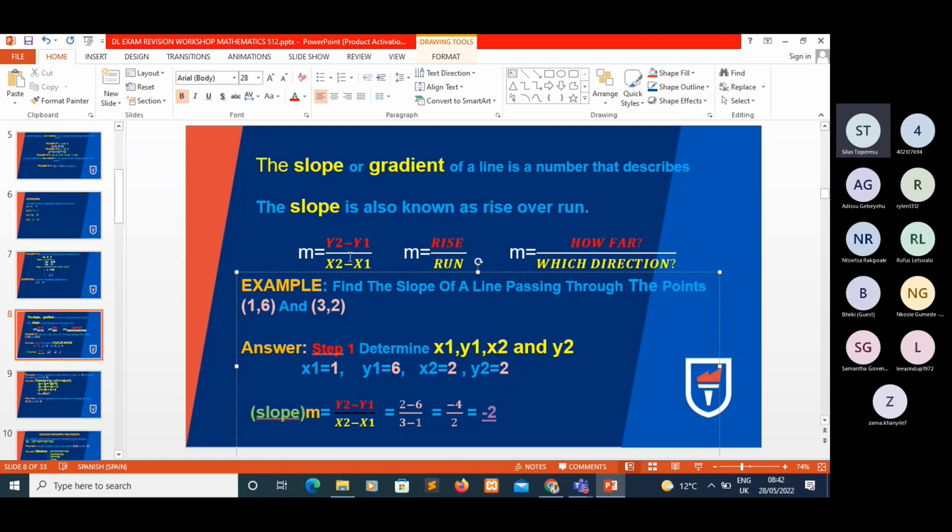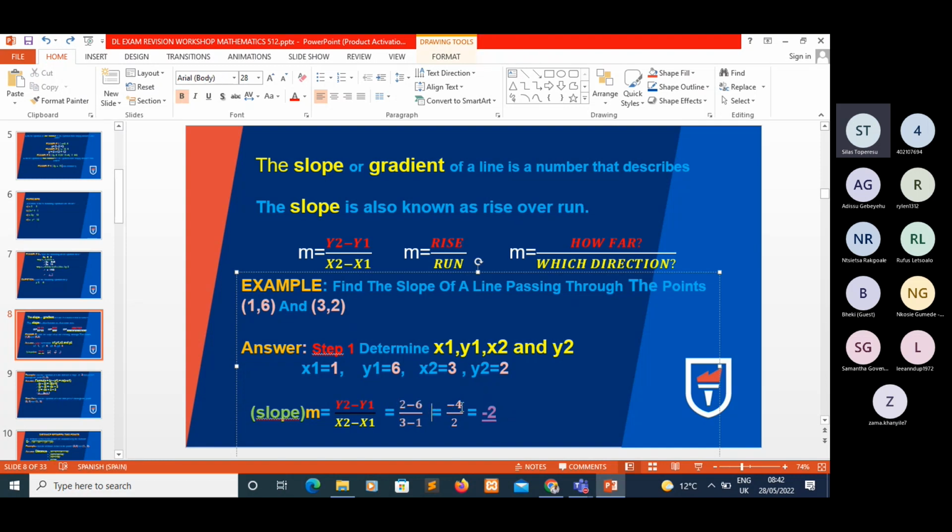Then I'll say divided by x2 minus x1, which means my x2 becomes 3. My x2 is equal to 3. That's why I'm saying 3 minus my x1. My x1 is the first coordinate, which is 1 here. So I'm dividing x2 minus x1. Once I'm saying that, it's simply going to give me 2 minus 6.